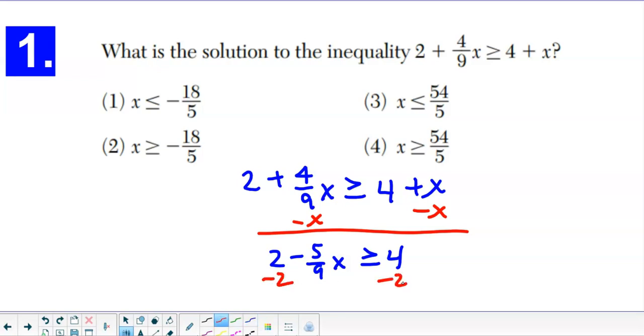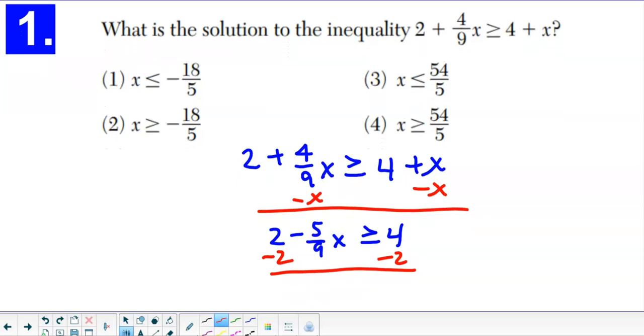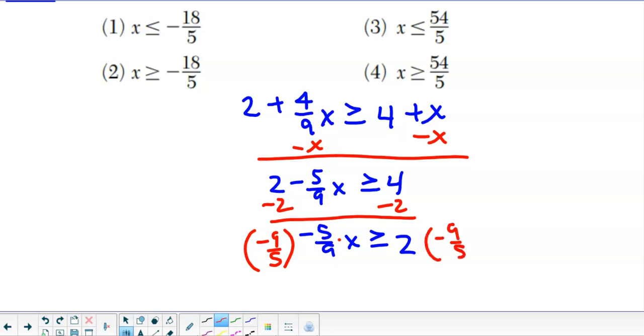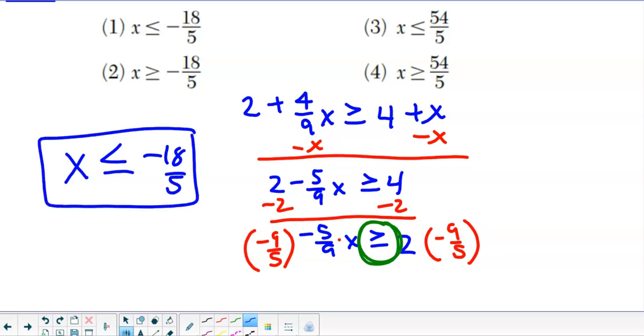And when I subtract 2 from both sides, we're left with negative 5/9 x is greater than or equal to 2. In order to clear this coefficient, we're going to multiply by the reciprocal, which is negative 9/5 on both sides. But when you multiply by a negative, you reverse the order of the inequality. So our final solution will not be a greater than or equal to sign, it will be a less than or equal to sign. And then you compute.